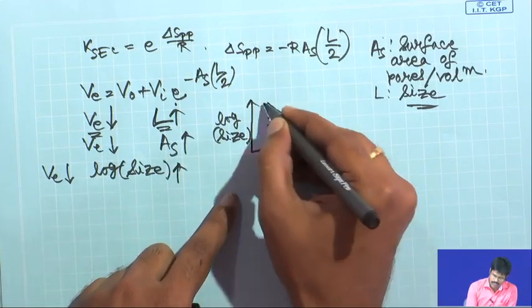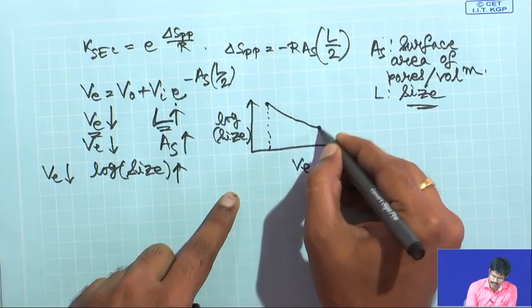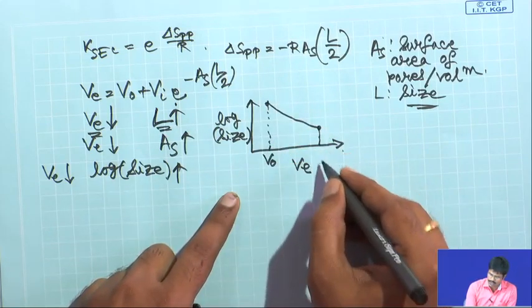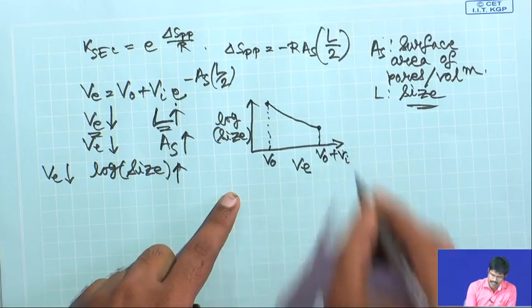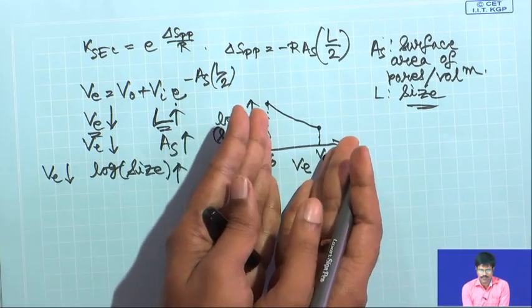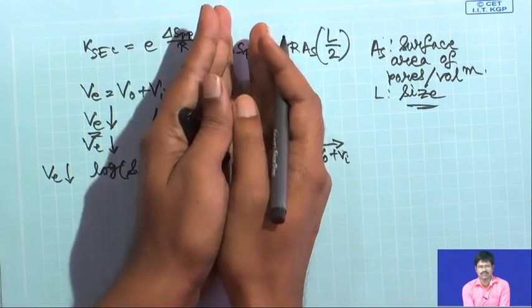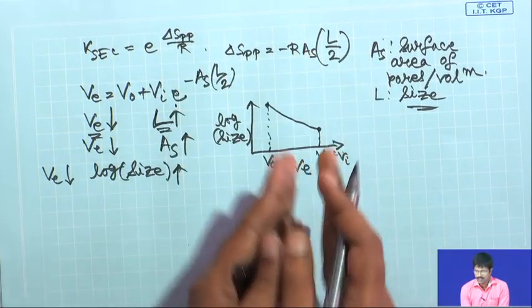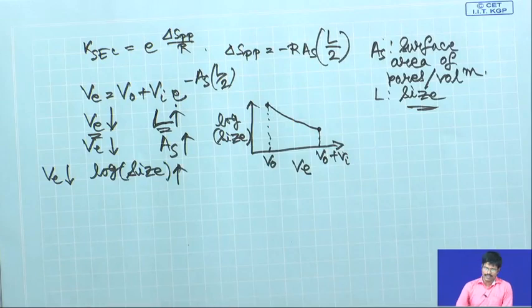This plot will have an end point here and an end point here. This point will correspond to V_0 and this point will correspond to V_0 plus V_i. So, both sides. If you have a very large molecule, it will come out here, and if you have a very small molecule, it will come out on this particular side. So, we have explained it in this way.